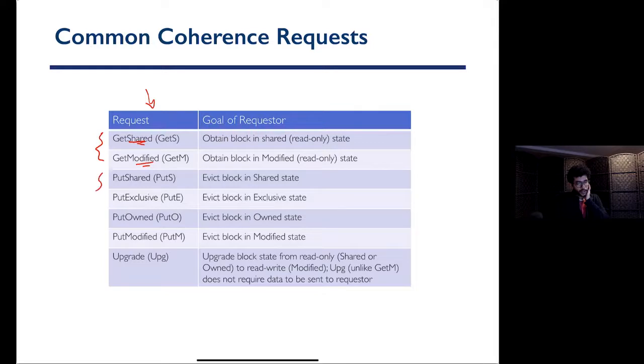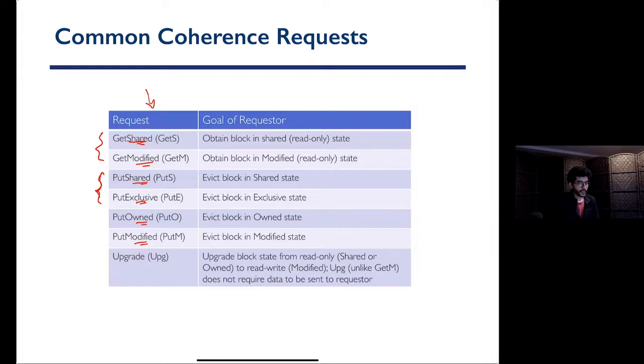Now, if I want to get rid of a memory block in my cache, because cache is very limited, let's say you had a certain memory in your cache and you're done with it, you want to cache something else, so you want to throw it away. So you throw it away, either you had it in a shared state and you say, now I don't want it anymore, or you had it in exclusive state and you don't want it anymore, or you had it in owned state and you don't want it anymore, or you had it in modified state and you say, I don't want it anymore.